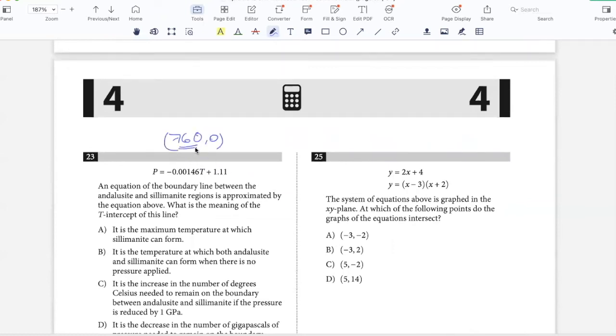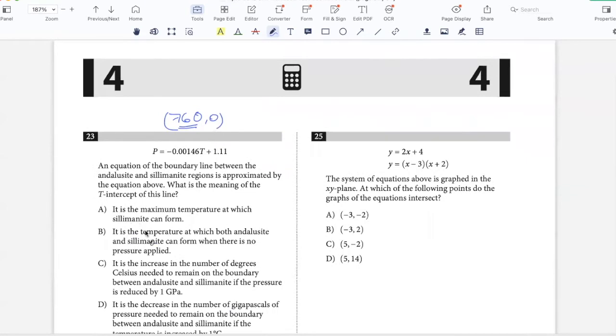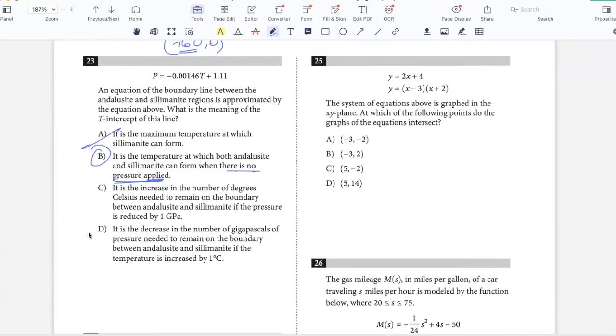So that is the temperature at which both of them can be formed without any pressure, right? So the maximum temperature at which sillimanite can form, no. It is the temperature at which both andalusite and sillimanite can form when there is no pressure applied, right? Zero pressure. So this is my answer.